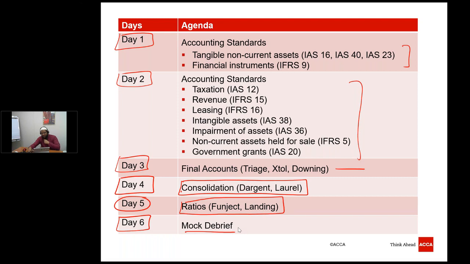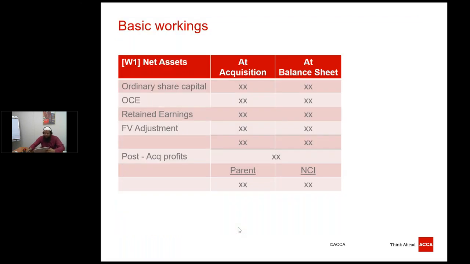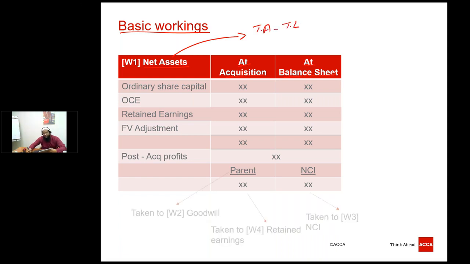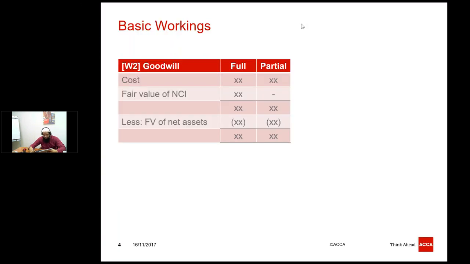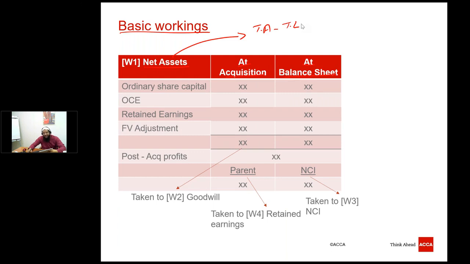So let's start today's session with consolidation. First of all, you should be aware of some basic workings that we perform in consolidation. Working number 1 relates to net assets, where we are going to calculate the net assets at acquisition and net assets at the balance sheet date. Now, what do we mean by net assets? The word net assets actually means total assets minus total liabilities.